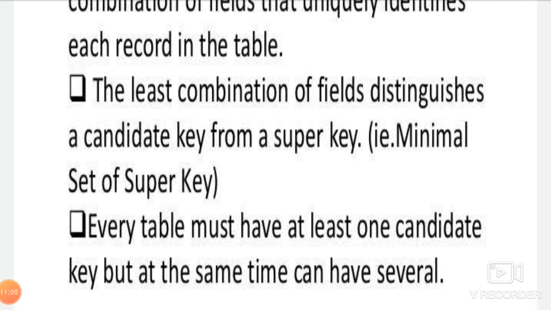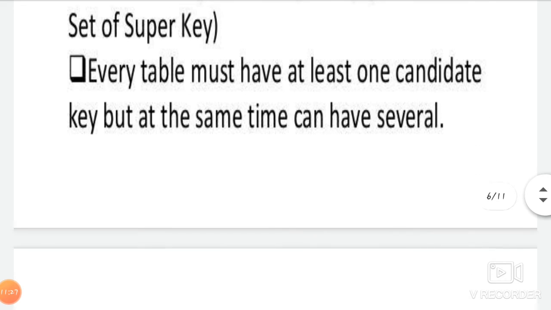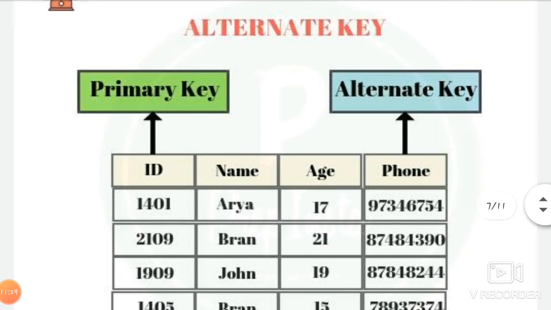And every table must have at least one candidate key, but at the same time can have several. So this candidate key is also mandatory. Whatever tables are present in the database, they should have at least one candidate key, or else they can have several candidate keys. That is also correct, but it should have a candidate key in it, okay? So now we will see the alternate key. That's all about candidate key.